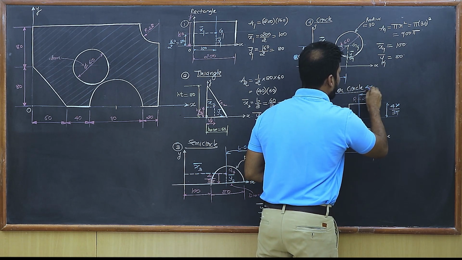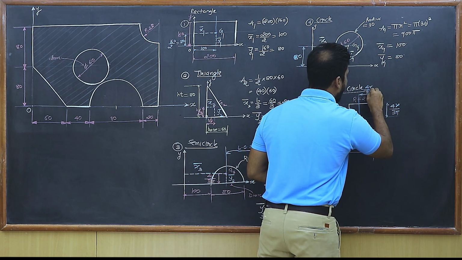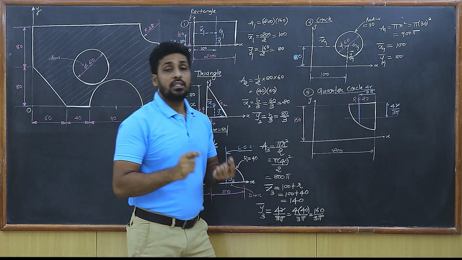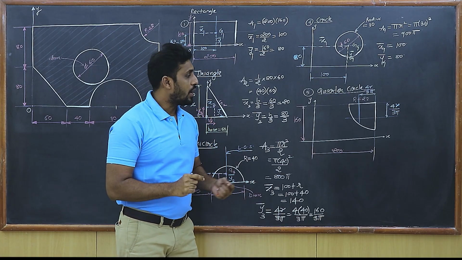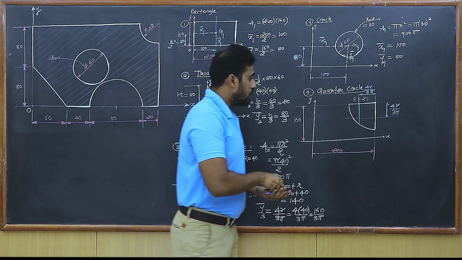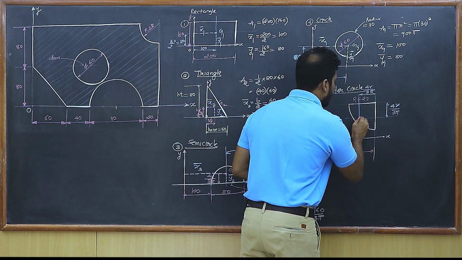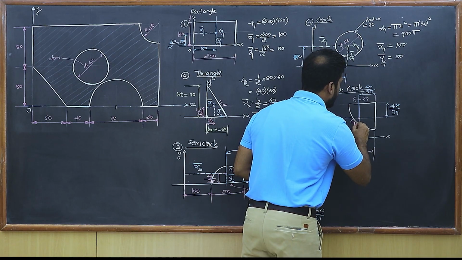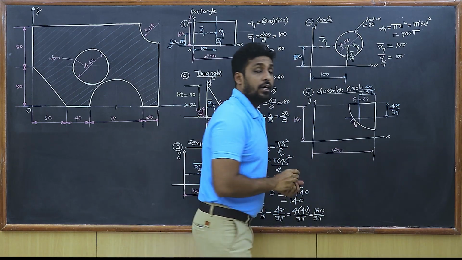4r upon 3 pi. Getting on all? So the distance is 4r upon 3 pi from the radii. So let's denote the centroid G. So that's G5. Getting on all?